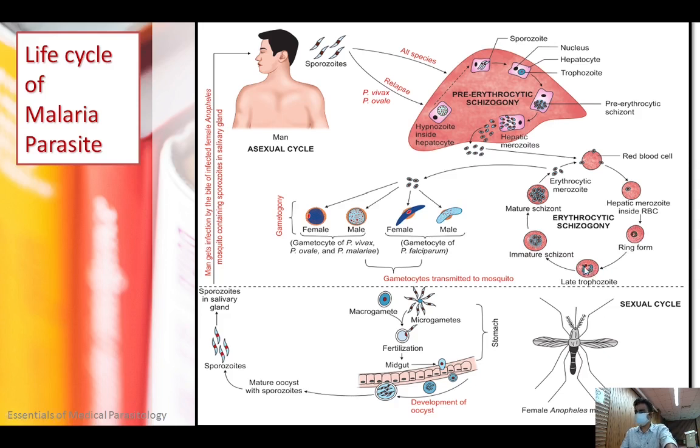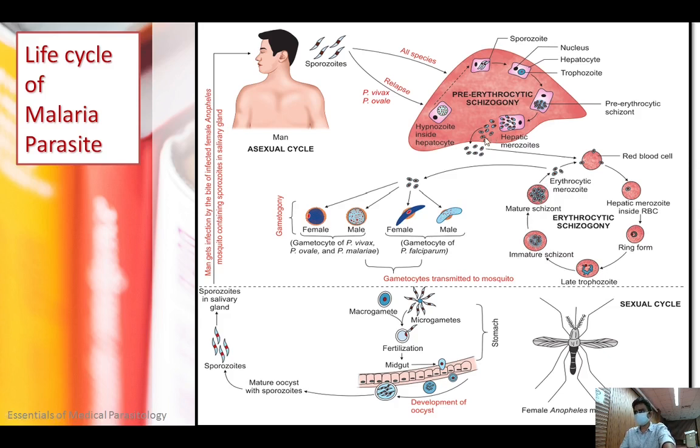It will become more amoeboid, as you can see in this picture. And then from here, again, meiosis will occur, and asexually it will divide into many forms of schizonts. See, immature schizonts are there, which will further mature. This will be a mature schizont, and then finally it will turn into a merozoite, and the merozoite will be released. You can see this erythrocytic merozoite.